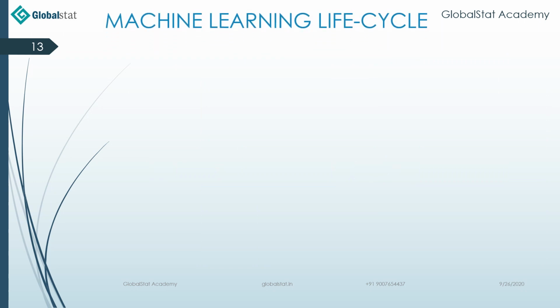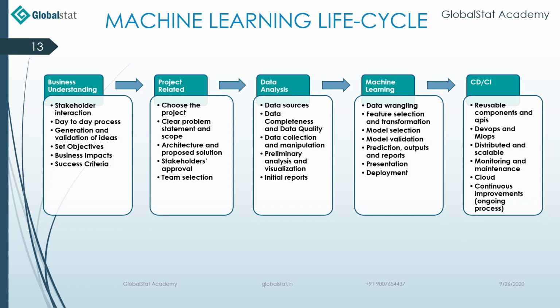We'll be talking about the machine learning lifecycle. It is composed of business understanding, project related, data analysis part, machine learning part, and the continuous development. We call it a CD/CI pipeline or deployment. Let's start with what exactly business understanding is. This is very crucial. We need to talk to the stakeholder. It is a day-to-day process. We need to generate and validate ideas. We need to set the objectives for the business problem. What can be the business impact and what are the success criteria?